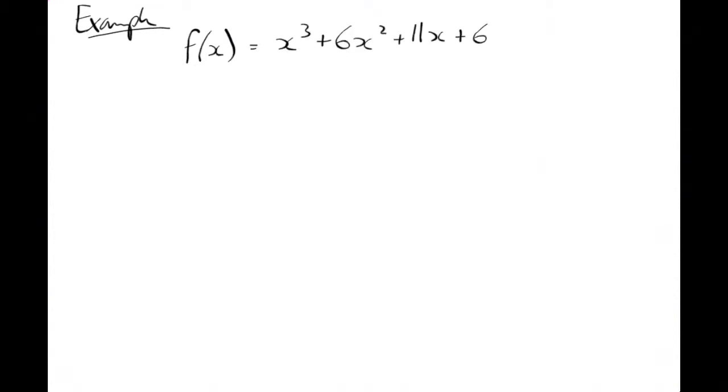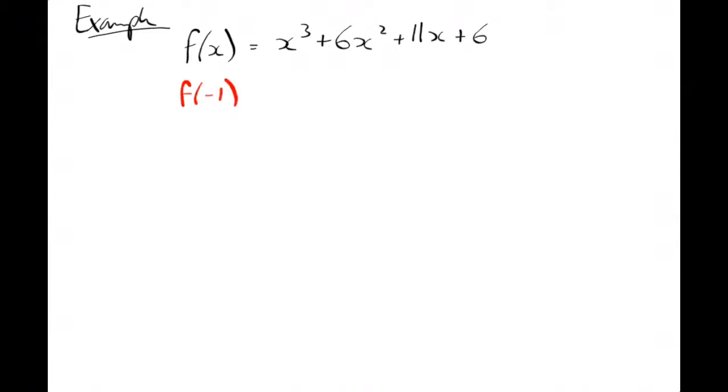A few more examples of these. We're going to look at f of x equals x cubed plus 6x squared plus 11x plus 6. So we're going to try some numbers. Because all those numbers are positive, if I plug in a positive number, I'm going to get a positive answer. So I've got to try my negative numbers. Again, no point trying 0 because it's a constant on the end.